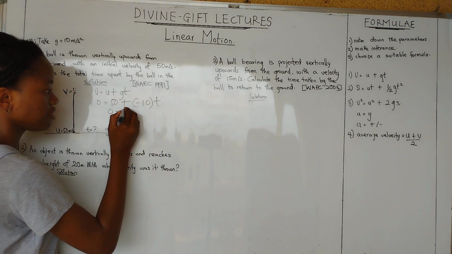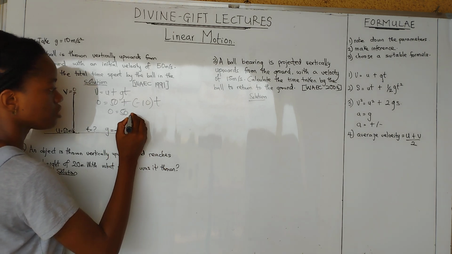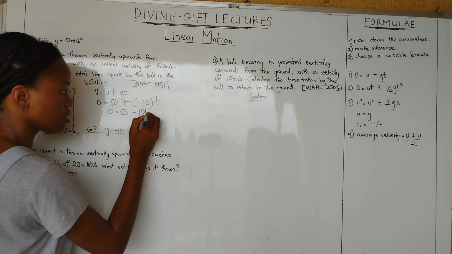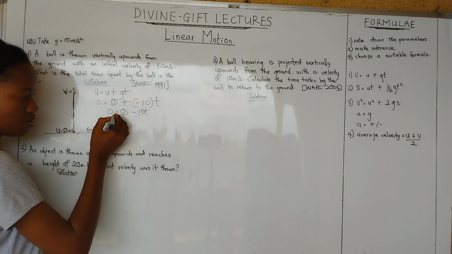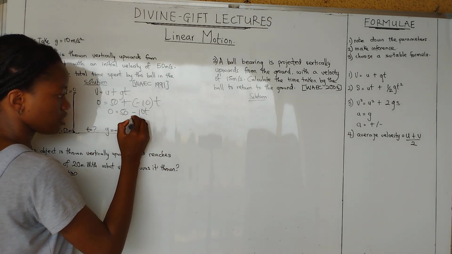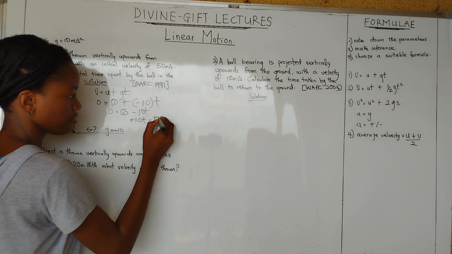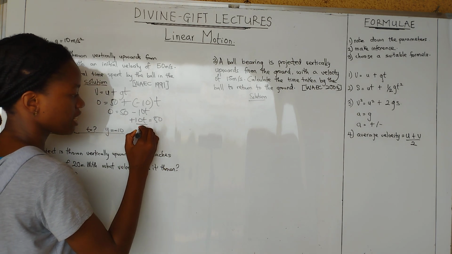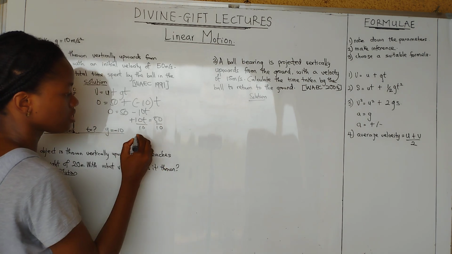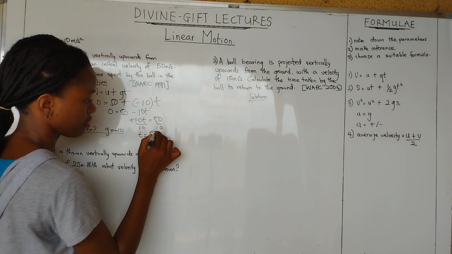0 is equal to 50 plus minus gives us minus 10t. Bringing this to this side, the sign changes to become positive 10. So plus 10t is equal to 50. Divide both sides by 10, and it gives you t is equal to 5.